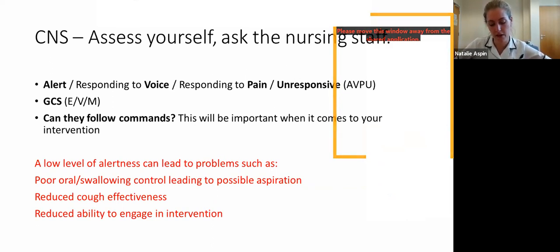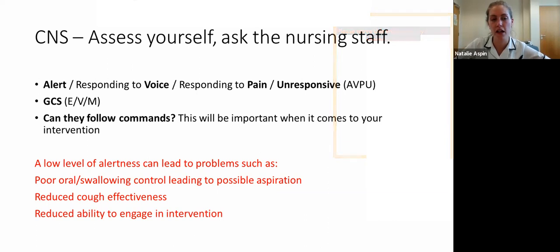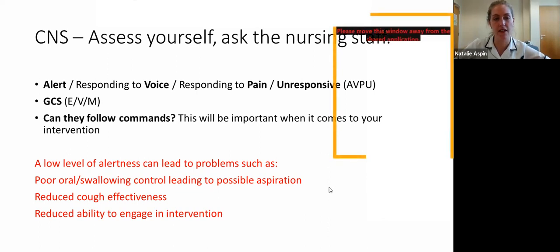And probably the key point, again, from seeing a patient on the ward is that if they've significantly deteriorated from an alertness and arousal point of view, that's probably a sign that someone has deteriorated. And how that might impact on us is written in red there. It's going to affect someone's ability to maintain their airway, clear secretions effectively, and engage with interventions. It's quite a big one, really.